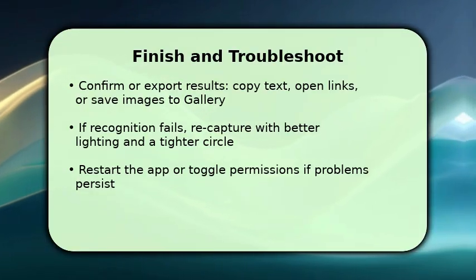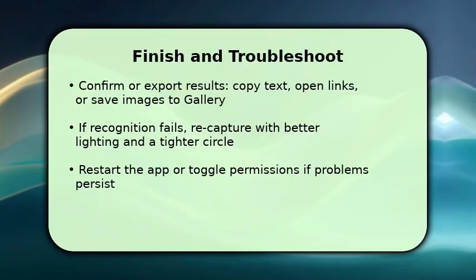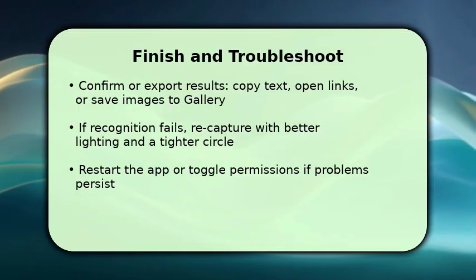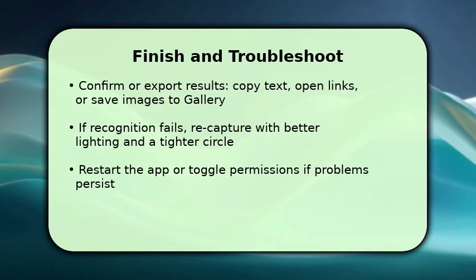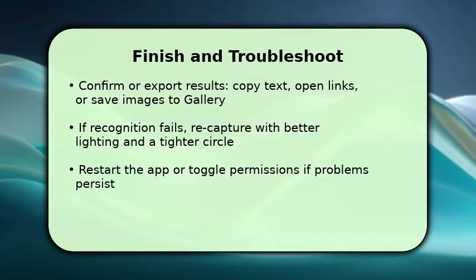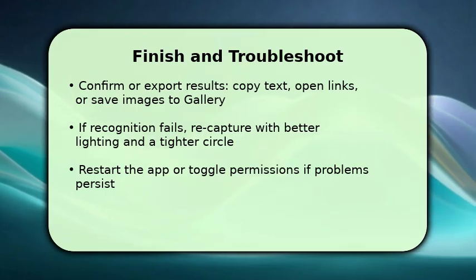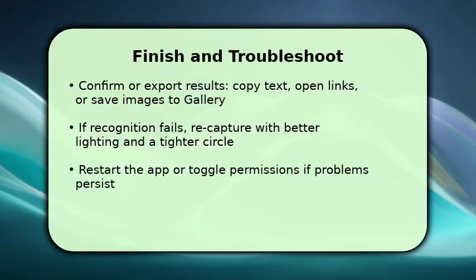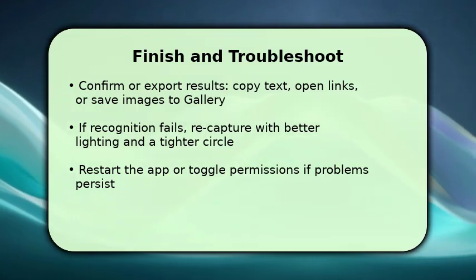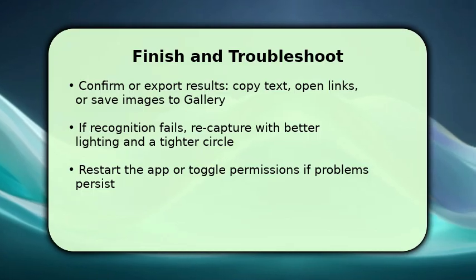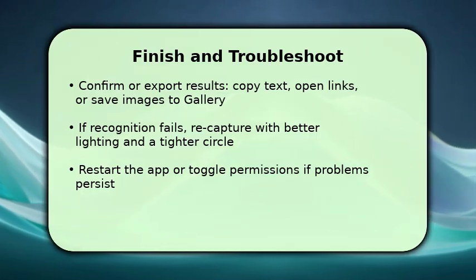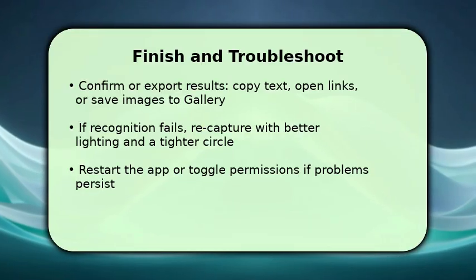If results look wrong, try again with a cleaner capture. Better lighting and a tighter circle help the model focus. Make sure camera and storage permissions are enabled, because blocked permissions can break analysis. If problems persist, restart the app or reboot the Tab S9, and then re-attempt the capture. Doing so clears temporary glitches and usually restores normal circle search behavior.